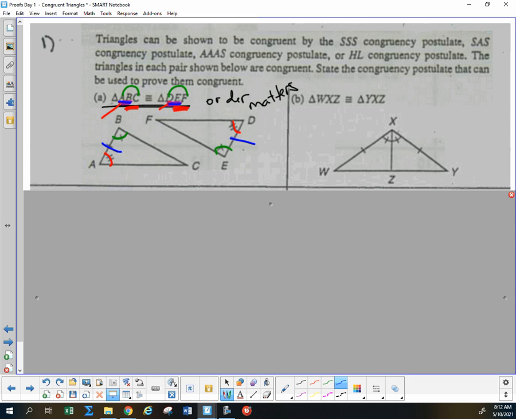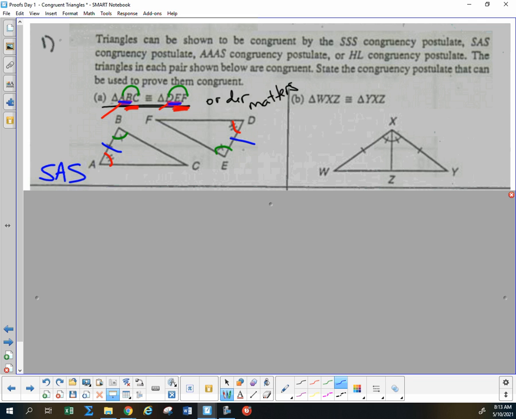AAS. Do I have all three angles? Yes. Do I have them all labeled already? No. Oh, so SAS. I could go through some other steps and say AAS, but I'd have to have a couple other lines in my proof before I could do that. Okay, let's take a look at the next one.